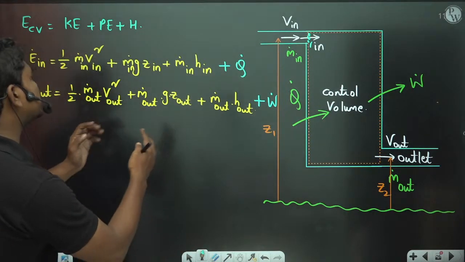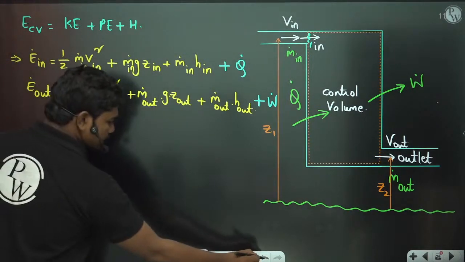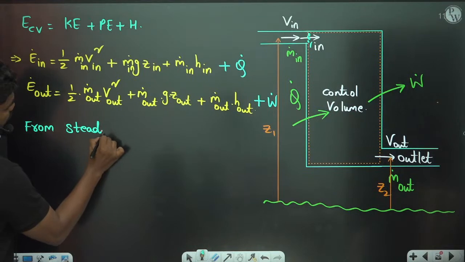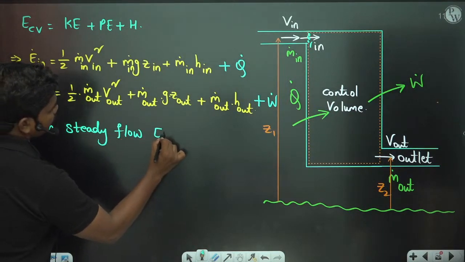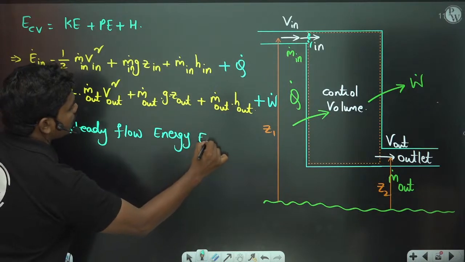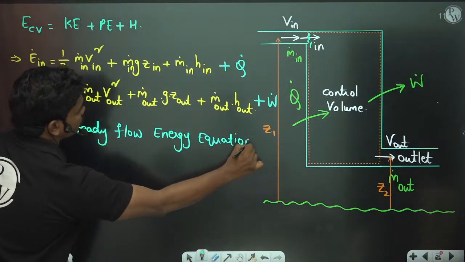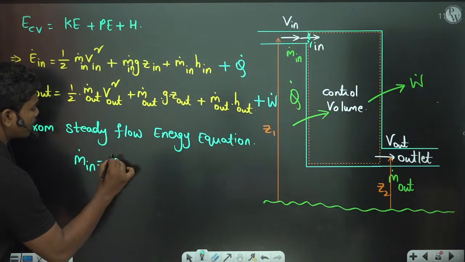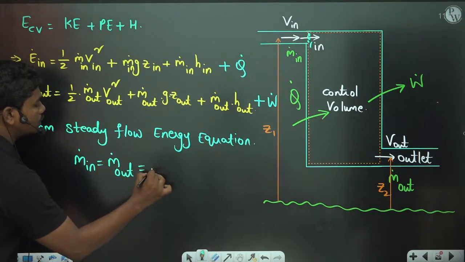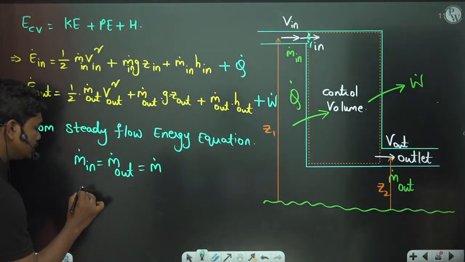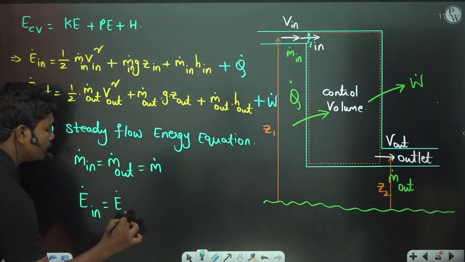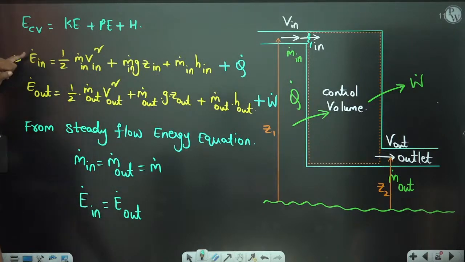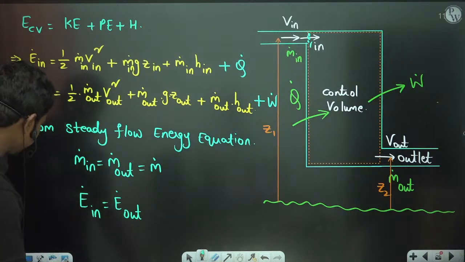So now if you equate these two things, this implies from the steady flow energy equation, m dot in is equal to m dot out, which is equal to m dot. At the same time, energy flowing in is equal to energy flowing out. Now if you equate the right hand sides of these two terms, because energy flowing in and energy flowing out should both be the same in case of a steady flow.